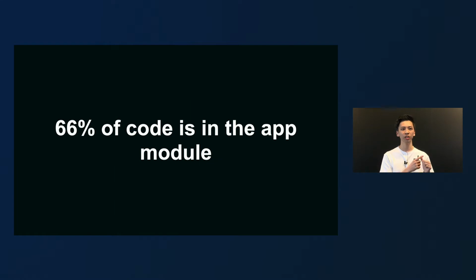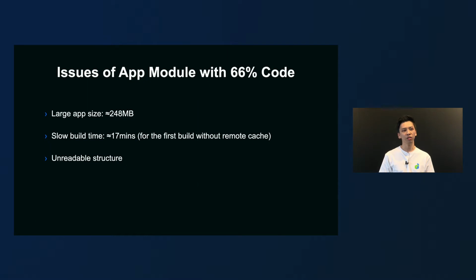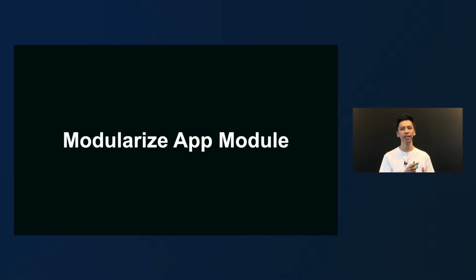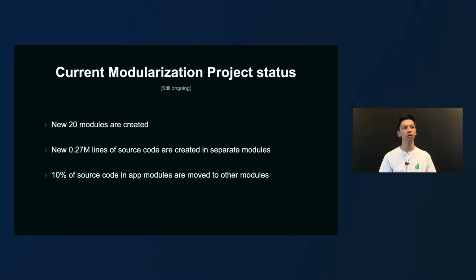So that's the issue with last year's structure, which is that more than 66% of the code is in the app module. Having such a big, fat app module makes the app bigger. We have 248 megabytes for our Line Messenger app, and the build time is slow. It takes around 17 minutes for a clean build without any remote cache, with a very fast machine, and it's unreadable. That's why last year we decided to modularize the app module. And after 1 year of hard work, here's our result.